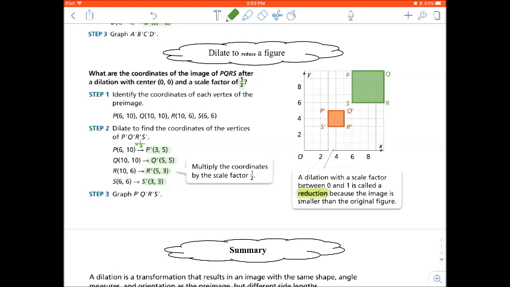If you look at the bottom example, we're asked to dilate to reduce a figure. And if you look at the problem, it says, what are the coordinates of the image of PQRS after a dilation with center 0, 0 and a scale factor of 1/2? If you notice, the previous example had a scale factor of 2. This one has 1/2. And so the nature of the number 1/2 is small. That means we are going to get smaller coordinates.